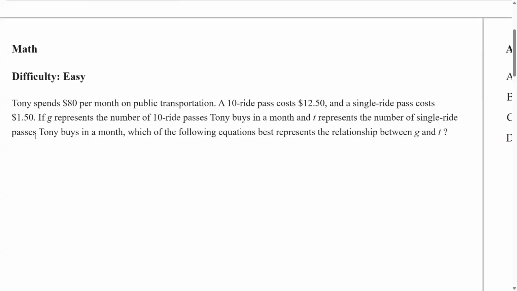Tony spends $80 per month on public transportation. A 10 ride pass costs 12.5 and a single ride pass costs 1.5. If G represents the number of 10 ride passes Tony buys in a month, and T represents the number of single ride passes Tony buys in a month, which of the following equations best represents the relationship between G and T?